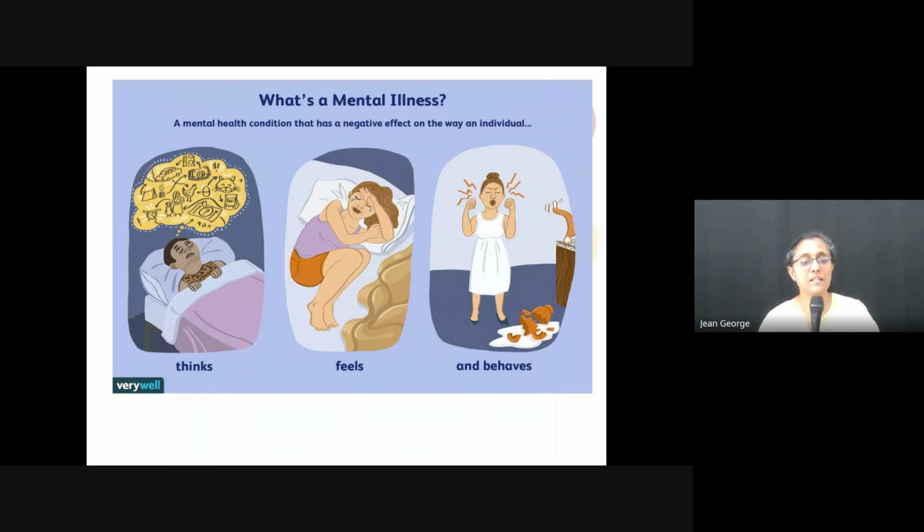Okay, so what's mental illness? It is a condition that has a negative effect on the individual, especially in the way that they think, in the way that they feel, and the way that they behave. 3 areas. If they think negatively, if they feel negative, or if they behave negative, that's when you begin to understand that there can be some kind of a mental health issue.